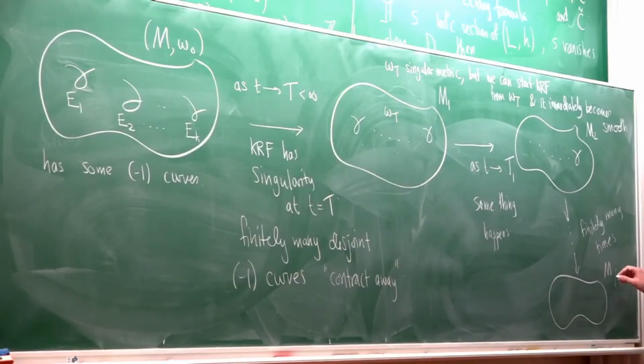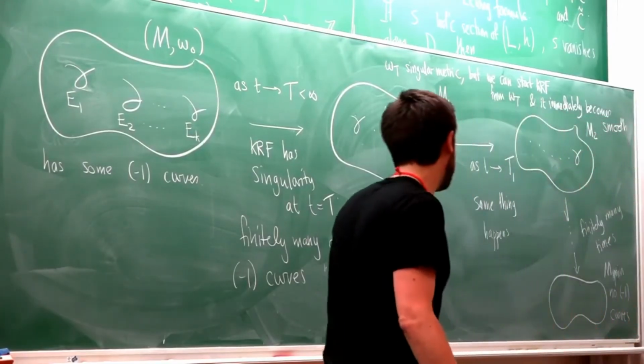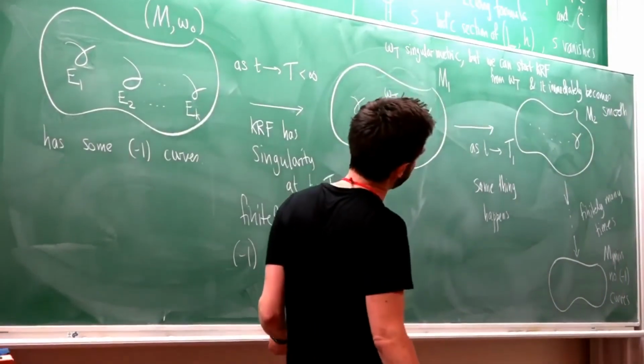I'll use K there, Mn, which has no minus 1 curves. Well, in fact, let me call this M min, because a surface with no minus 1 curves is called minimal. It's called a minimal surface.